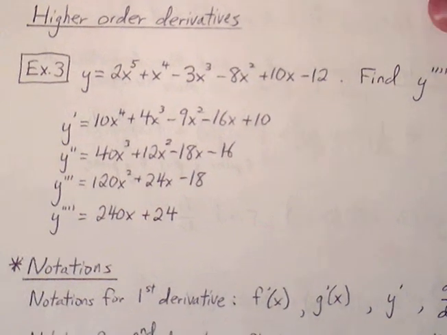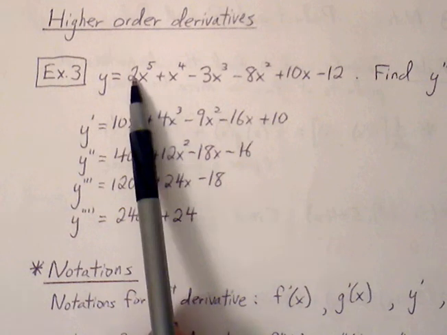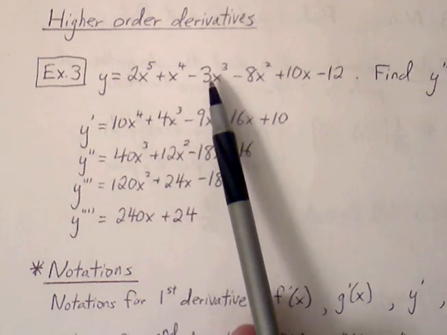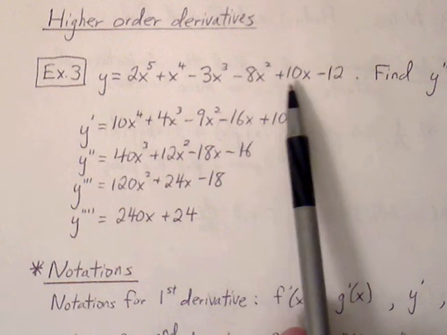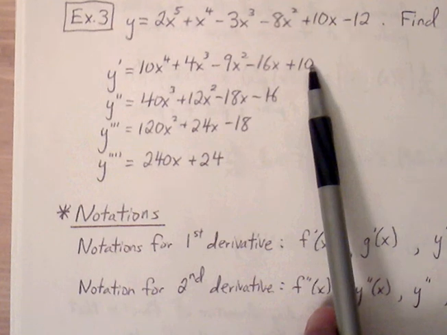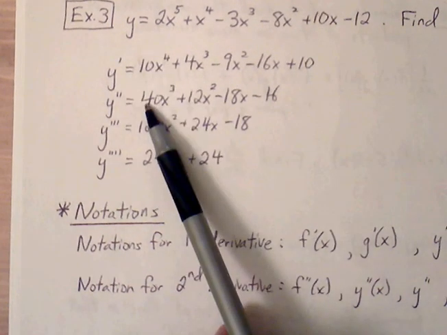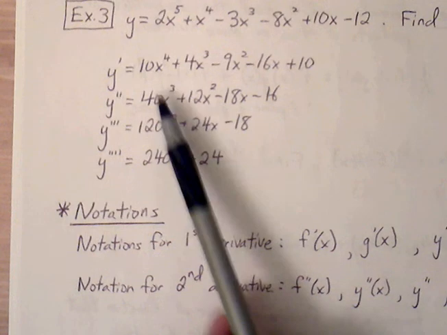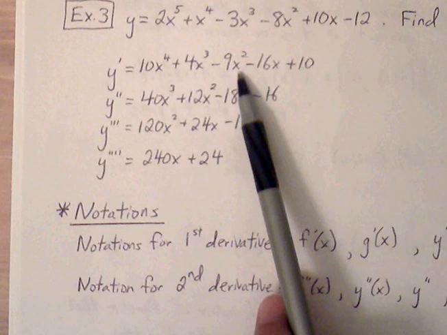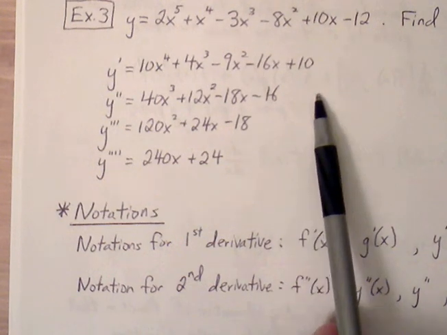Okay. So here we can find the derivative of each term. So this becomes 10x to the fourth plus 4x cubed minus 9x squared minus 16x plus 10, and the constant drops out. So that's our first derivative. We can find the derivative of this function again. That will get us to the second derivative. So bring down the 4, we get 40x cubed plus 12x squared minus 18x minus 16. 10's a constant, so we'll go to 0.